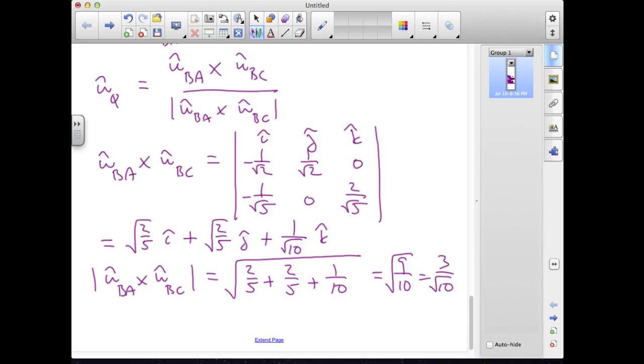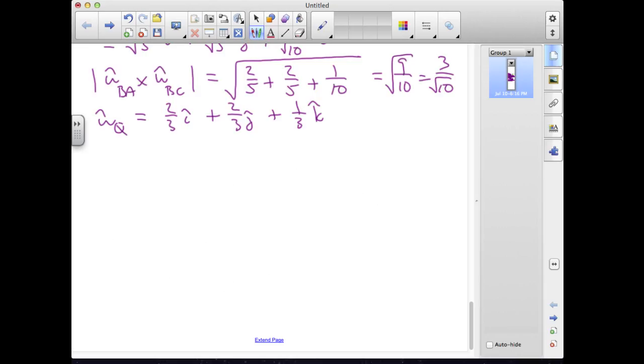And if we take our cross product and divide it by that magnitude, we get for a unit vector in Q 2/3 i plus 2/3 j plus 1/3 k. Having found this unit vector, we're now prepared to find the moment about BC that goes with a value of Q equal to 9 pounds. And the fact that our unit vector turned out this way makes it quite nice, because we can see we're just going to have 6, 6, and 3 pounds respectively in the i, j, and k direction.